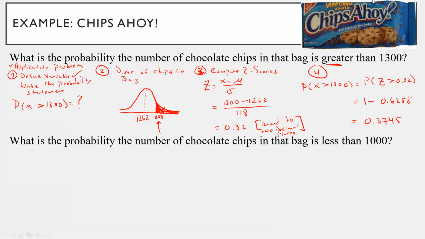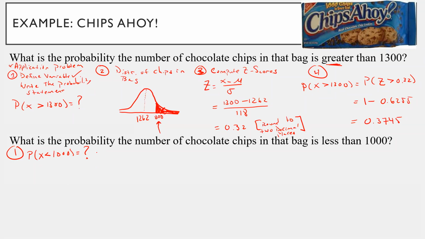All right. So if you remember, I started this problem with the advertisement campaign that there's 1,000 chips in every bag. Well, now let's compute the probability that the number of chocolate chips in a bag is less than 1,000. So you go to the grocery store, you buy these Chips Ahoy cookies, and there's less than 1,000 chips. It's basically the same problem. You write the probability statement. Now I want to find the probability that X, the number of chips in the bag, is less than 1,000.